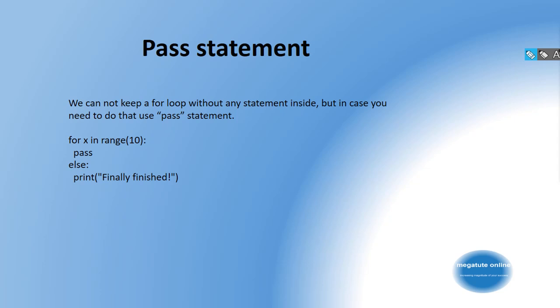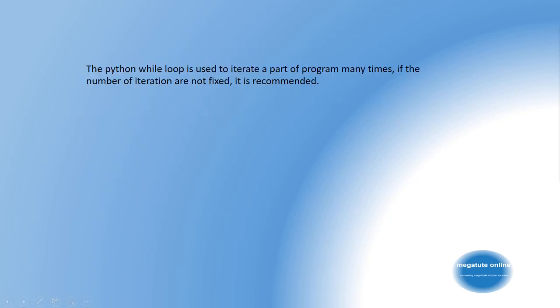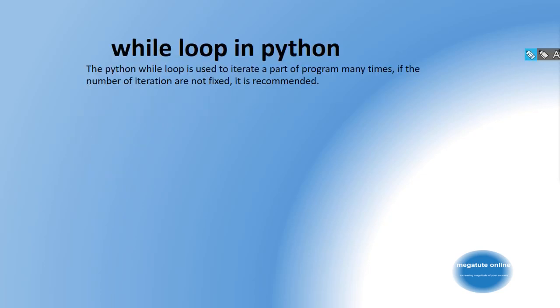So over here, as I've shown, for x in range 10, that means this loop is going to run 10 times, and I'm not doing anything inside the body, so I can write a statement pass. All right. Then it will go to else, and it will print the message finally finished. So the pass statement in Python is used when you don't have to do anything in the body of the loop.